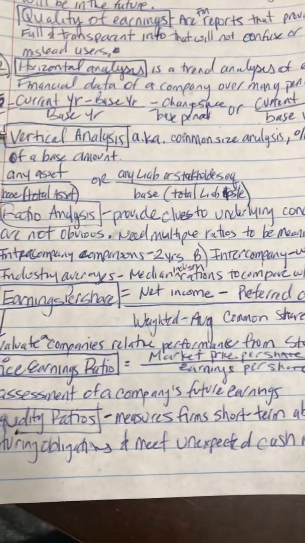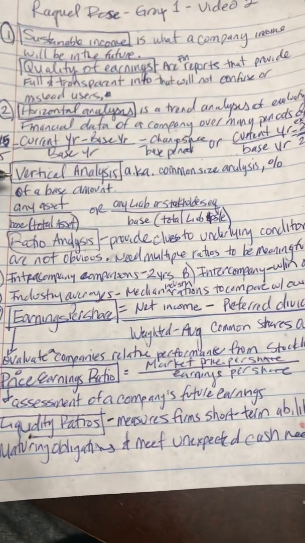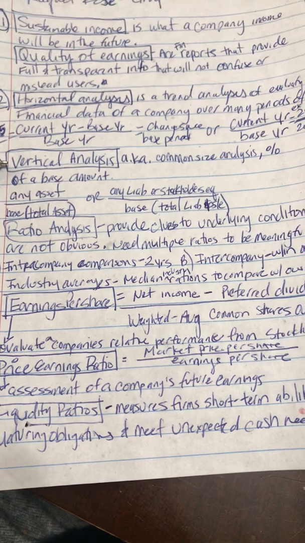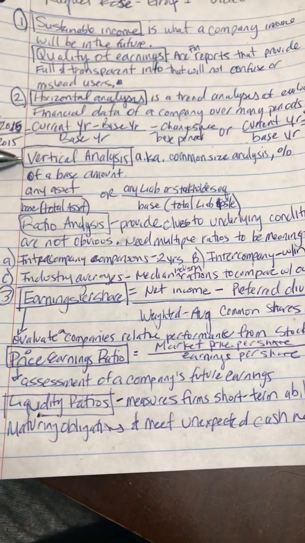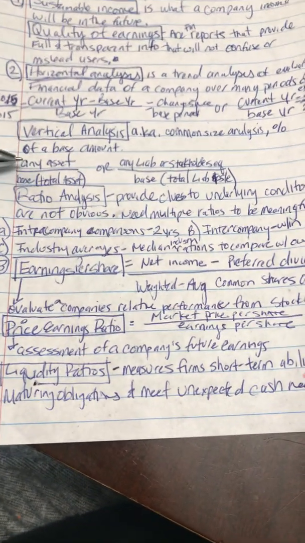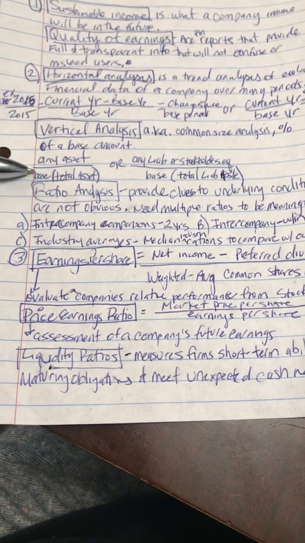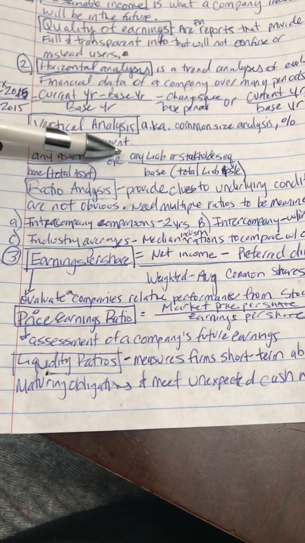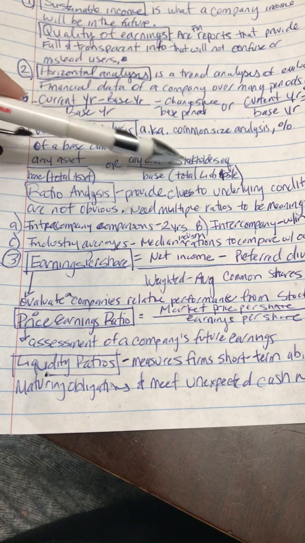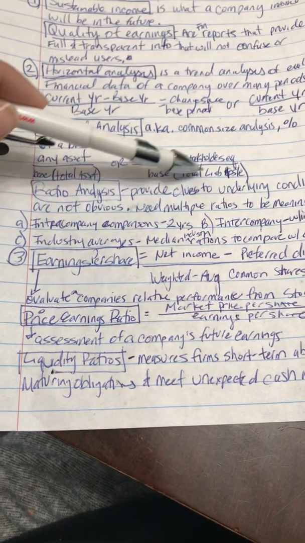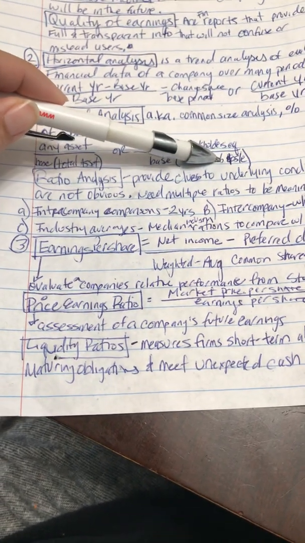And then you also will use the vertical analysis, also known as the common size analysis, which is a percent of a base amount, which is any asset divided by base, which is the total asset, or any liability or stockholders' equity divided by base, which is total liability and stockholders' equity.